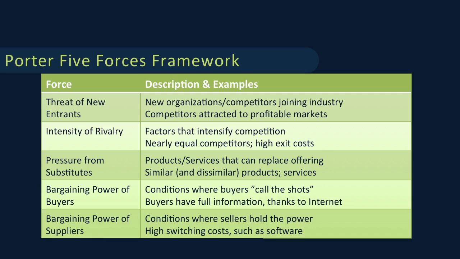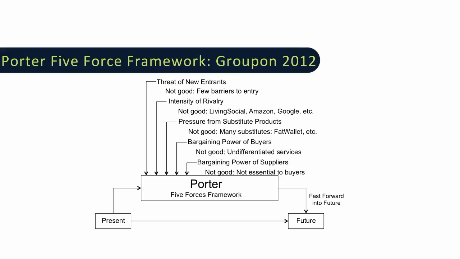For example, some software programs use proprietary formats, making it difficult to change to another program. This situation is called having high switching costs, which favor sellers because buyers have high barriers to leave their existing seller and seek a new one. To demonstrate the Porter 5 Forces framework, we examine the situation facing online coupon company Groupon in 2012.